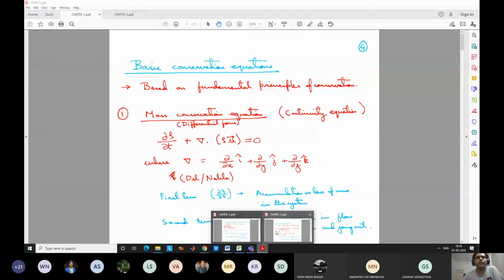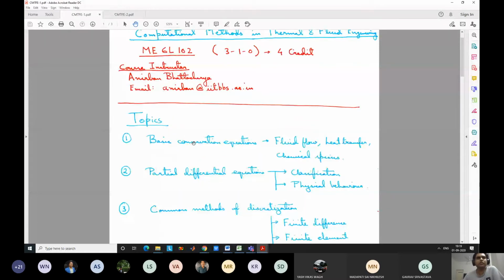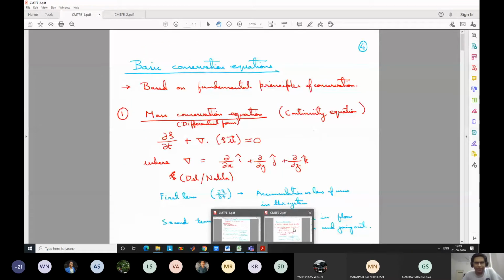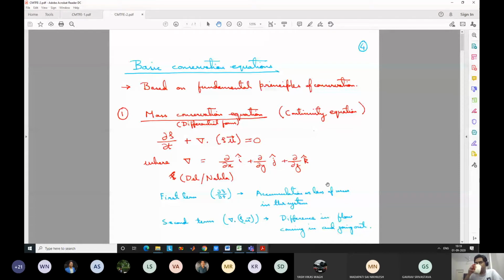So our first topic is basic conservation equations. We will just have a revision. Everybody knows what the conservation equations are. You have read them in second year or third year of BTech. What are the fluid flow equations? Why do we want to study them again? There are different forms of these equations.